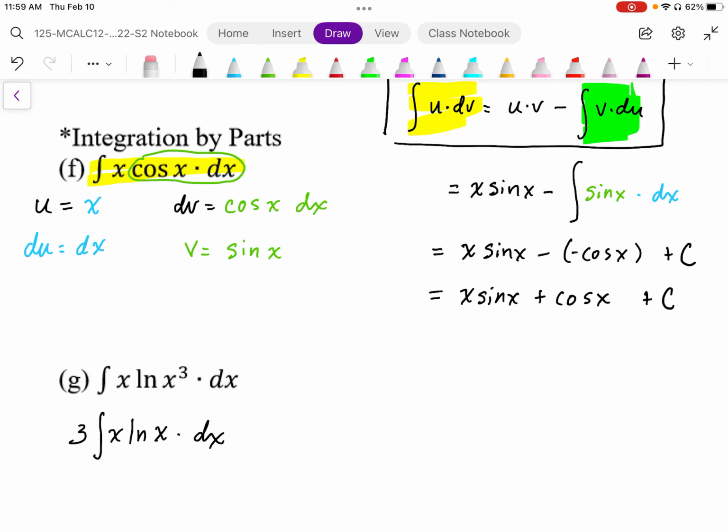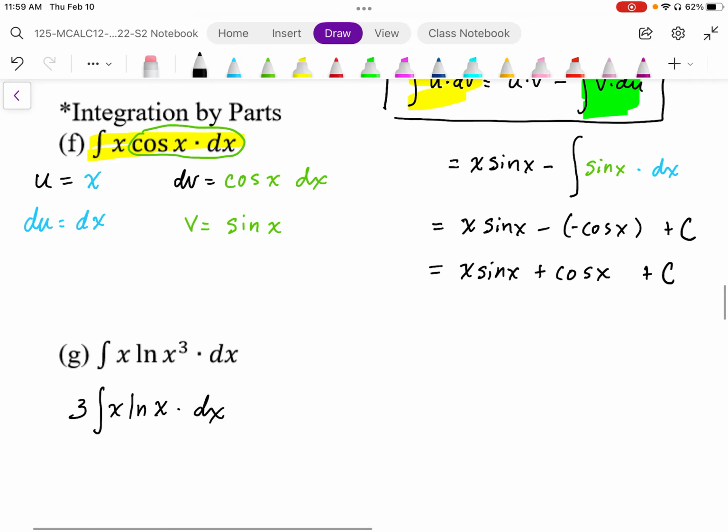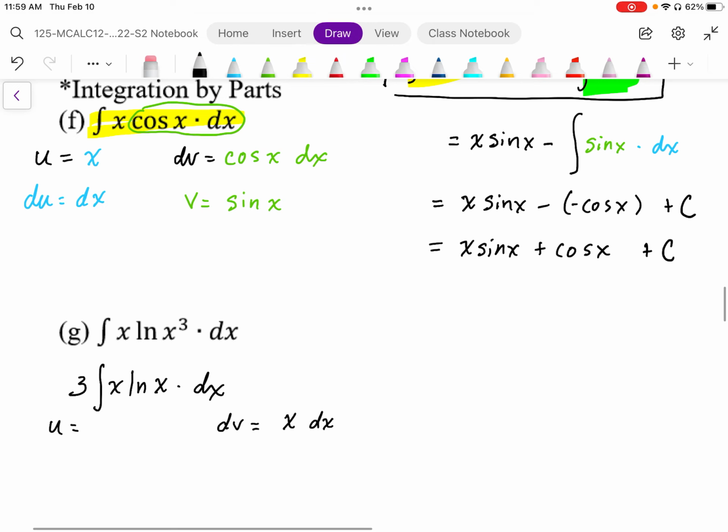I can't integrate x log x. The key again was I need to choose a dv part, which I'm going to integrate, but it needs to be the most difficult part of this that I can integrate. So I know I can integrate x. So I'm going to put x dx. I'm going to integrate that. So what's left over then is my u is going to be log x.